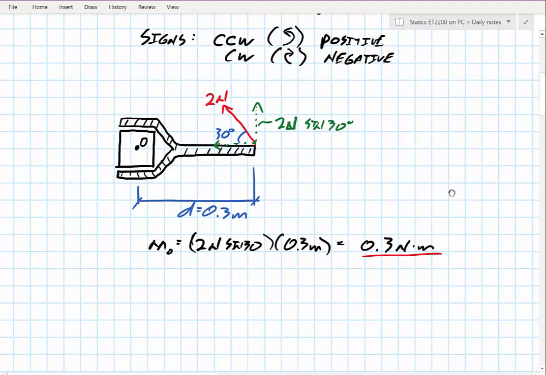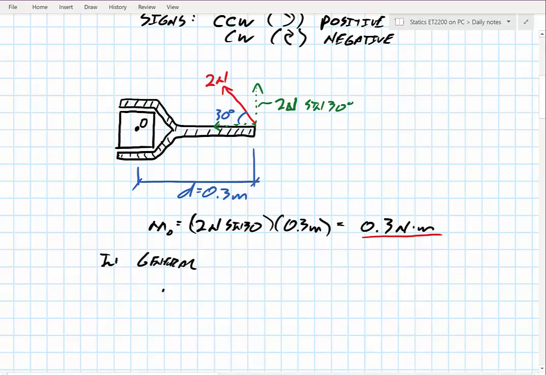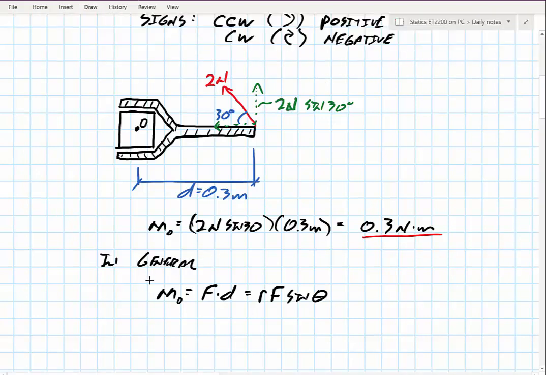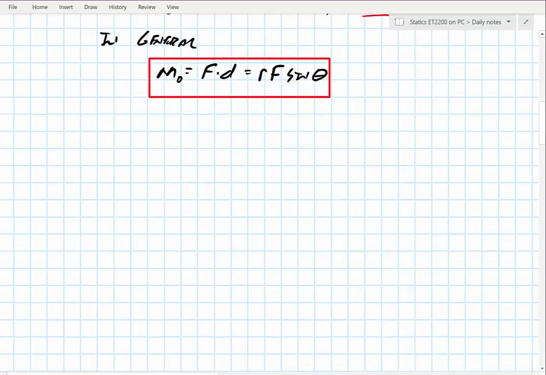In general, if I had to write an equation for this, I'd say the moment about a point is equal to a force times d, which is the perpendicular distance, or some kind of RF sine theta. I usually don't put in a sine or cosine, because I'm always looking at my head and saying, is this a perpendicular distance, or what do I need to do to make it a perpendicular distance? If you're given an angle from the horizontal and your distance is in the horizontal, you'll have to use some thought instead of just plugging it in. So let's take a look at an example of how we would do this whole thing.